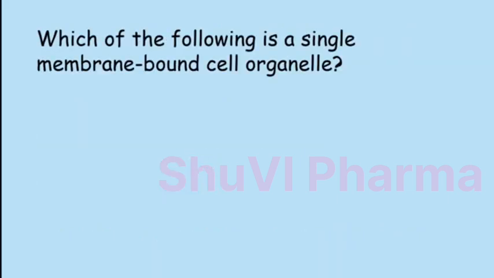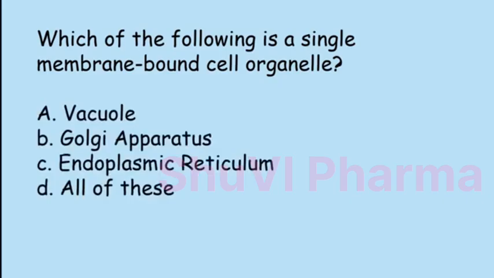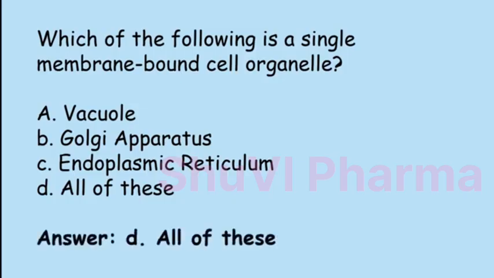Which of the following is a single membrane bound cell organelle? Vacuole, Golgi apparatus, endoplasmic reticulum, all of these. The correct answer is option D, all of these.